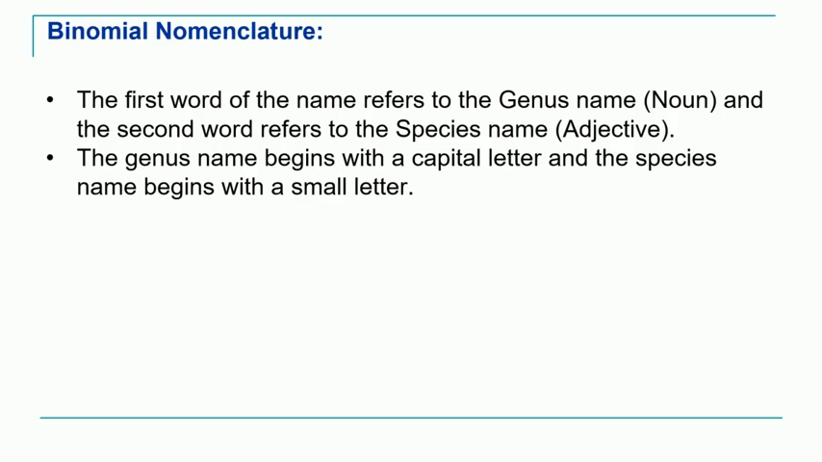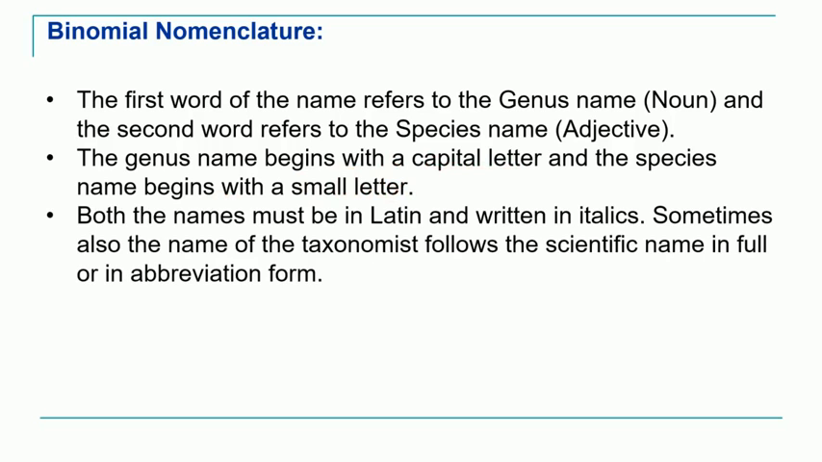Genus name always begins with a capital letter and species name always begins with a small letter. So this is the thumb rule. Both genus name and species name should be in Latin or Greek language and written in italics. Sometimes the taxonomists may write the scientific name in full or in abbreviated form.